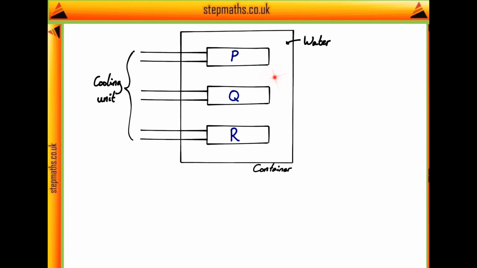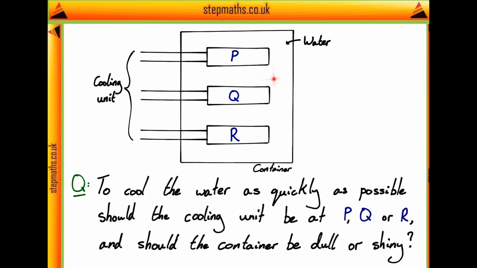Then the cooling unit is turned on, and we want to try and get the water down to a temperature of 5 degrees C. So the question asks us to cool the water as quickly as possible to this temperature. Should the cooling unit be at position P, Q or R? And should the container containing the water and the cooling unit be dull or shiny? If you'd like to have a go at this question yourself, then please pause the video now. Otherwise, let's have a go at it together.